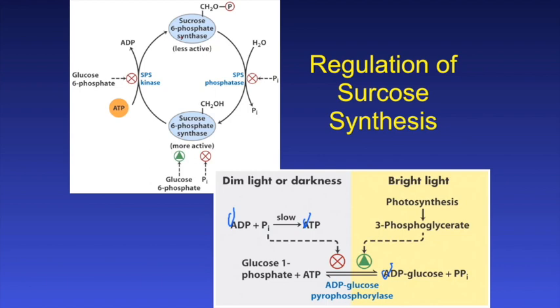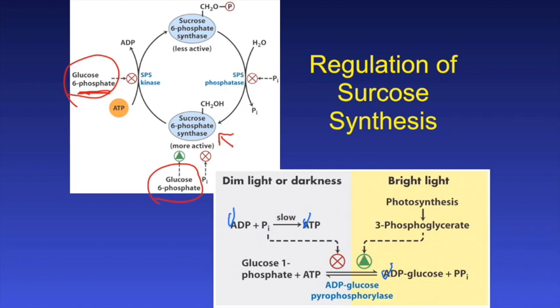Think about things that would happen. In the light, we get lots and lots of ATP. So we also can make sugars, and so anything that is produced in the light, like glucose 6-phosphate, tends to make the synthesis go.